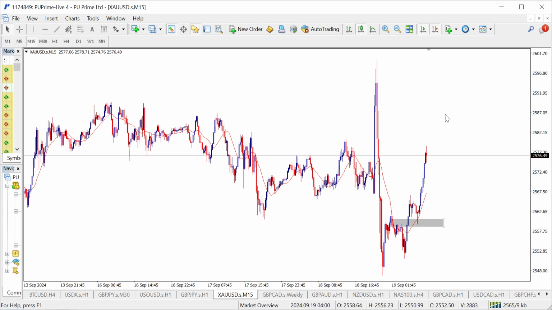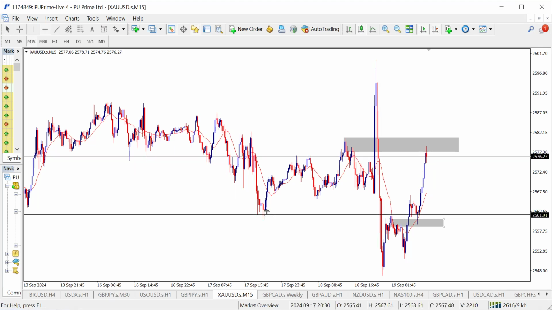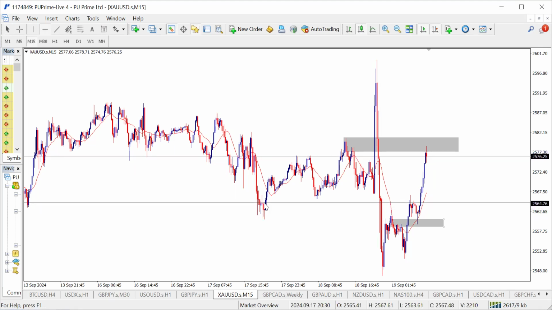Obviously a pullback before moving to the upside, and we also have this resistance zone. I'll be watching gold and EURUSD before we give an entry. Let's see what will happen at this resistance, because it's an engulfing, and we'd love to see a pullback down to probably the 2562 region before we continue moving to the upside. Okay, so that's that on gold.